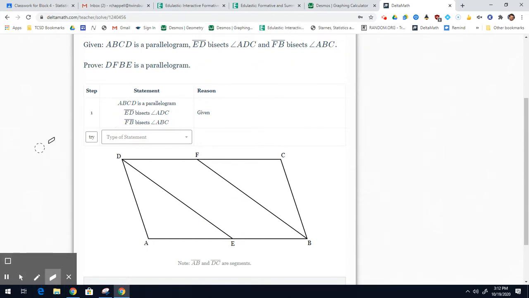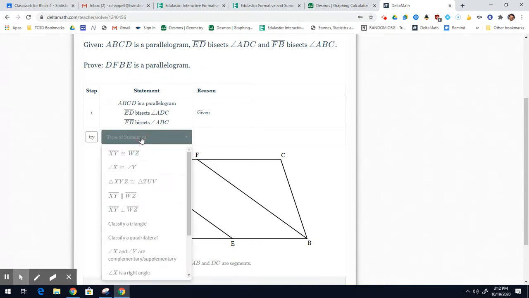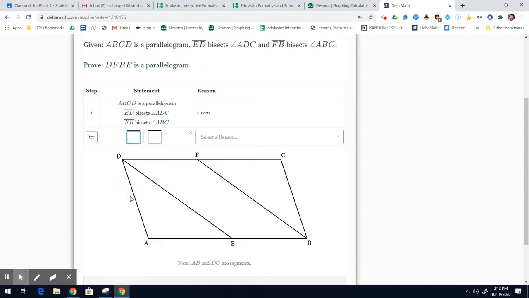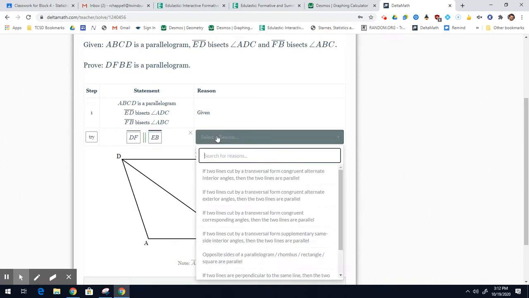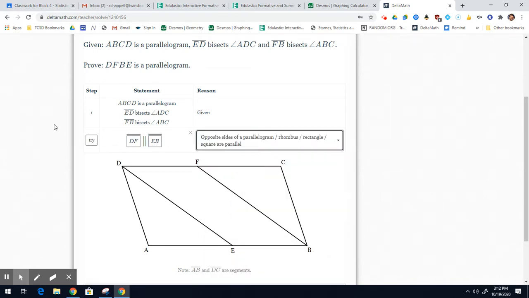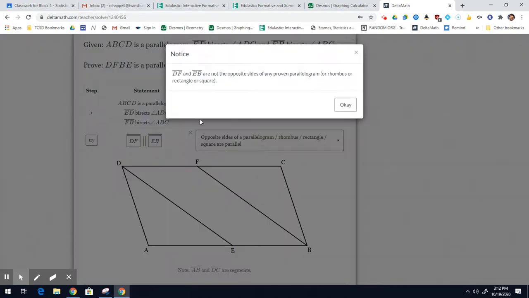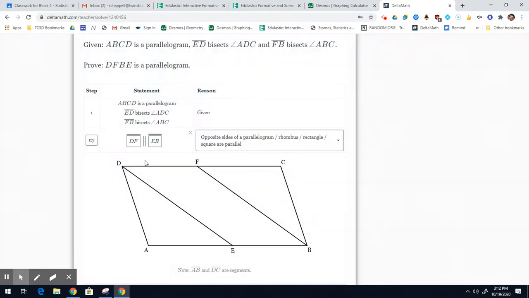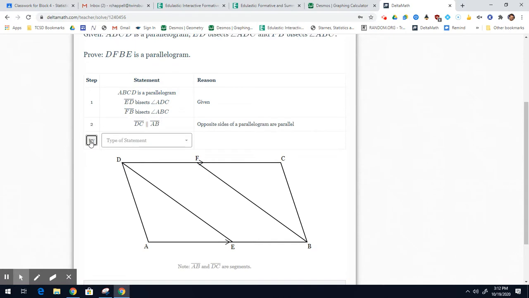So I'm going to try to say that DF is parallel to EB. Just get it out of the way. And we're going to say opposite sides of parallelogram are parallel. So no. So again, we got to kind of go this route of the bigger one. So DC and AB. Okay, good.